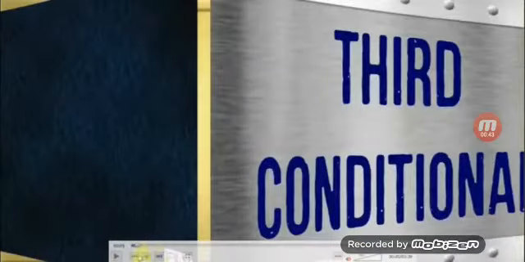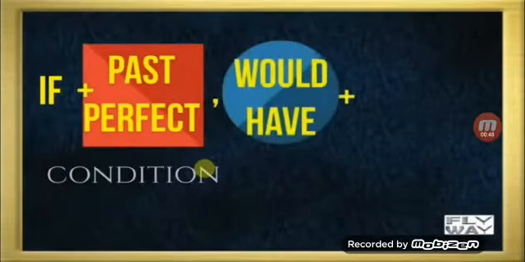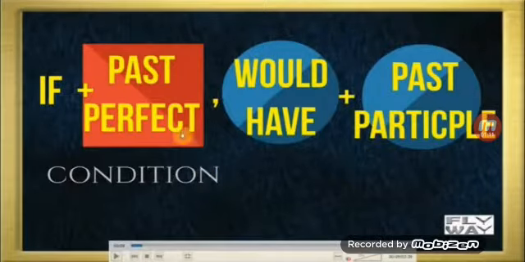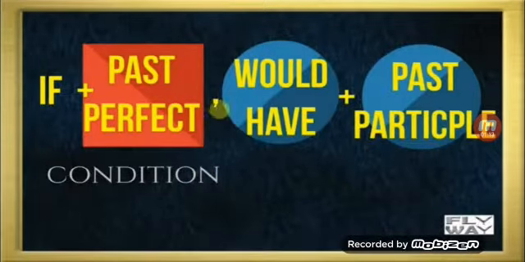Yes, this is the form of the third conditional sentence. We are going to start with the word if plus past perfect. What is past perfect? Past perfect consists of had and the past participle, or the third form of the verb. This is the first action that we imagine happened in the past, but it didn't really happen. So after this action, we put a comma to separate the two actions.